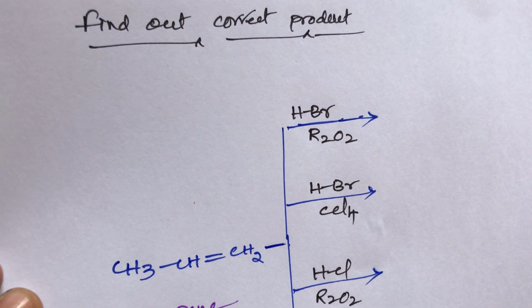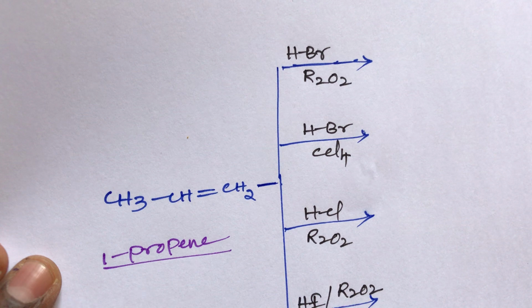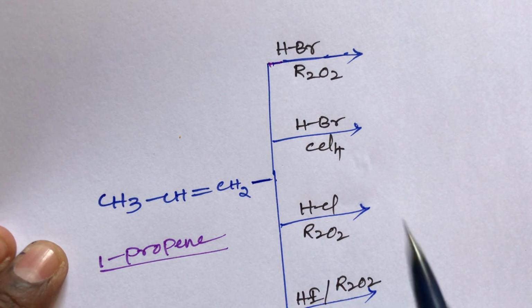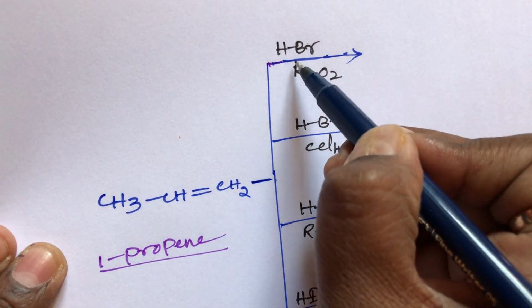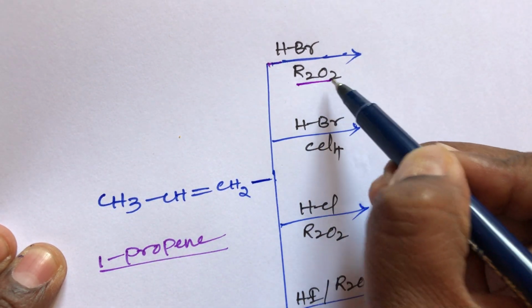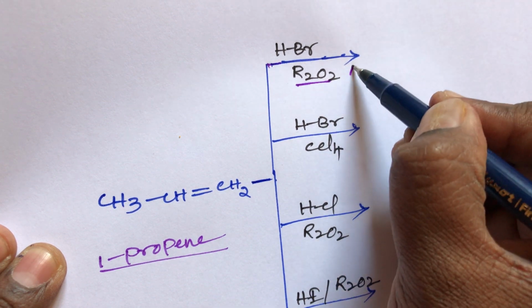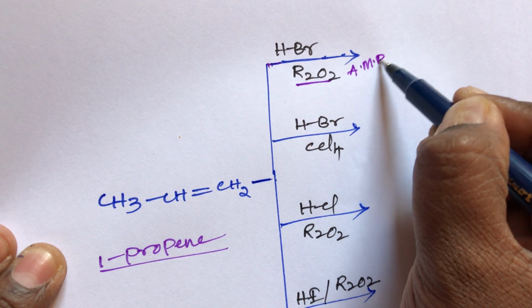Hello students, find the correct product for the following reactions of 1-propene. The first one is 1-propene reacting with HBr in the presence of peroxide. R2O2 means peroxide. In the presence of peroxide, it follows the anti-Markovnikov rule.